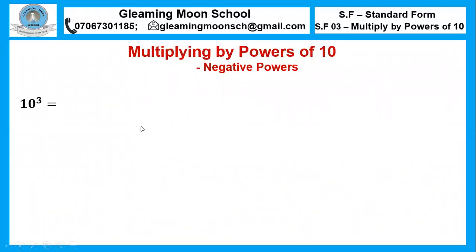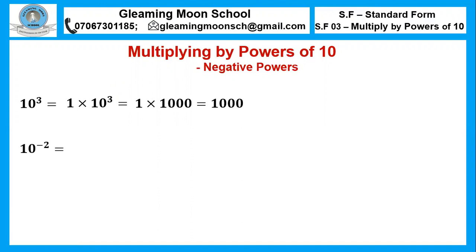Let's say you have 10 raised to the power of 3. You remember what we say? We start from 1. It's the same as 1 times 10 raised to the power of 3, and 10 raised to the power of 3 is 1,000. So that is 1 times 1,000, which is the same as 1,000.